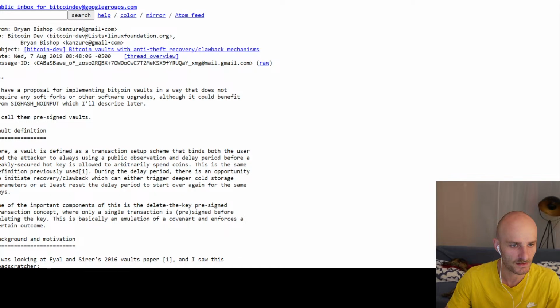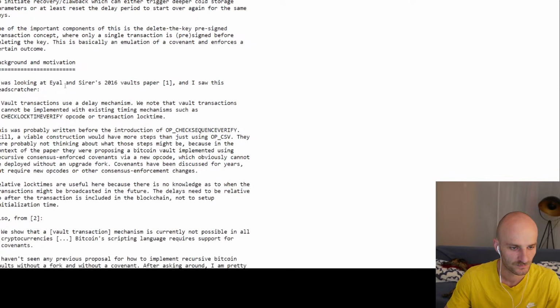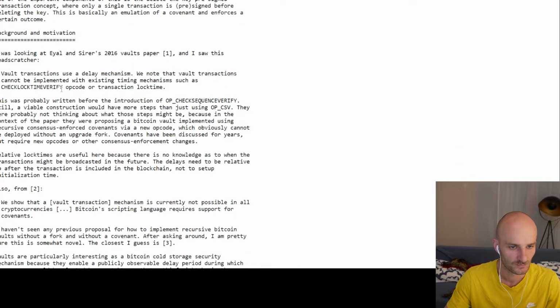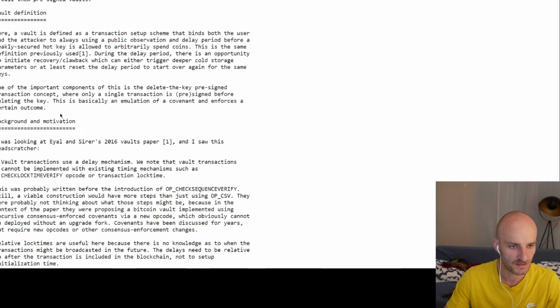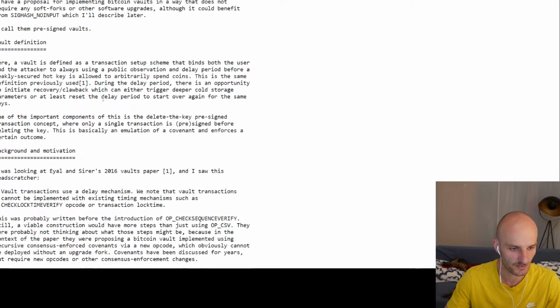Okay, so these other guys are proposing a way to implement vaults which doesn't require a soft fork. Okay, so this also is something that has been published after the paper we have been through.